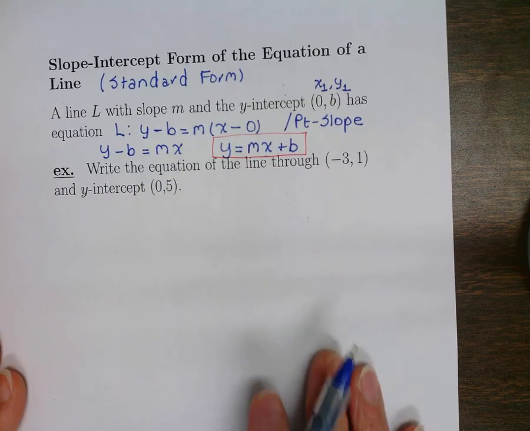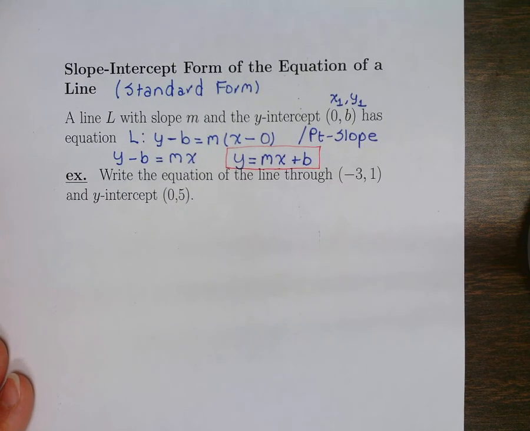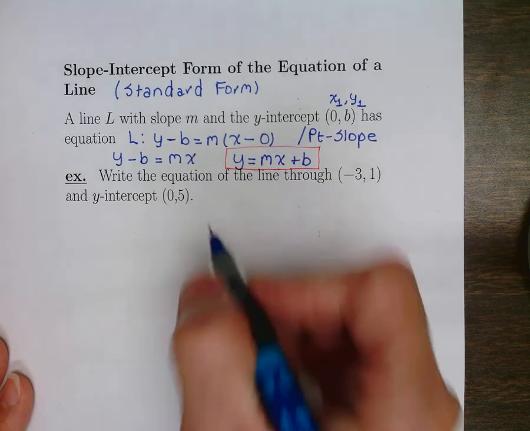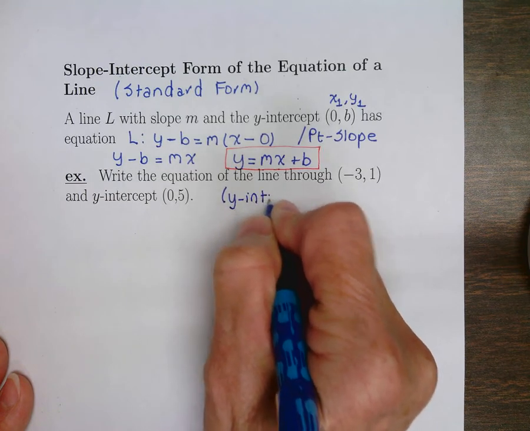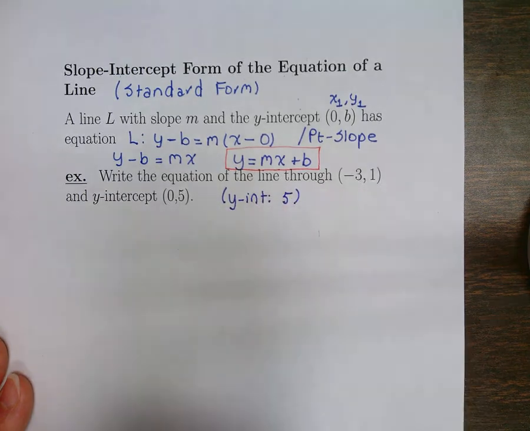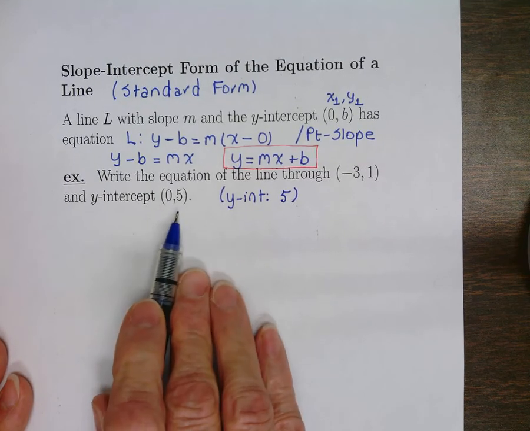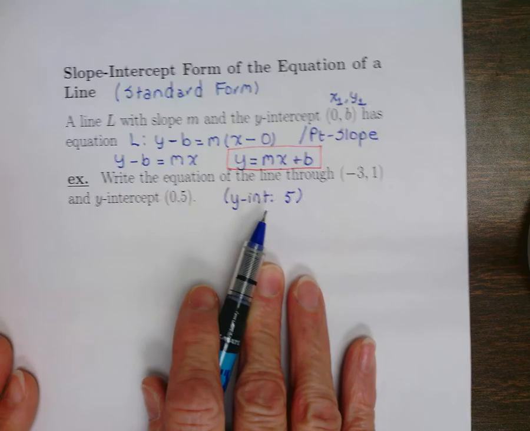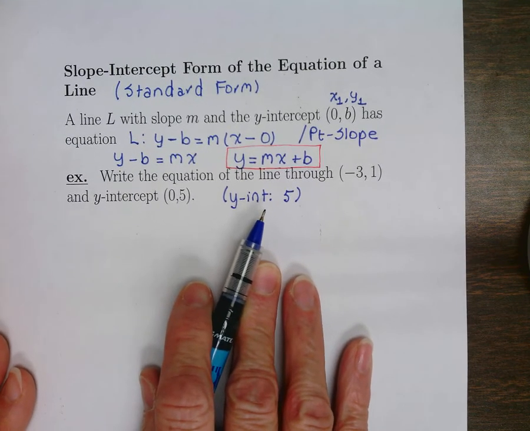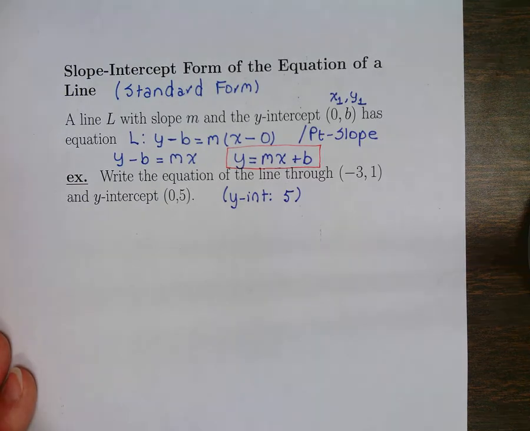Okay? So, write the equation of the line through negative 3, 1 with y-intercept 0, 5. I should mention that your textbook uses y-intercept as just being 5 as well, but we know that that corresponds to the point 0, 5. So either of these forms, and in WebAssign they will tell you which one they're looking for. If it's an ordered pair, they'll indicate that.